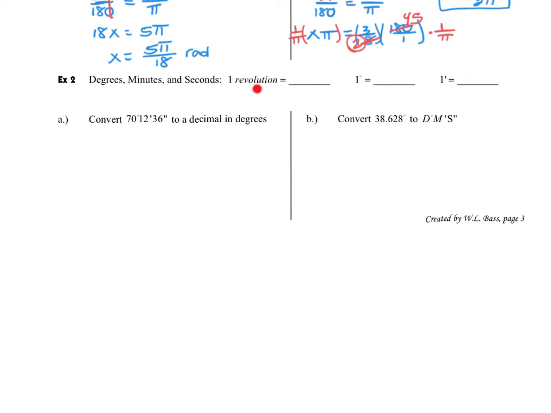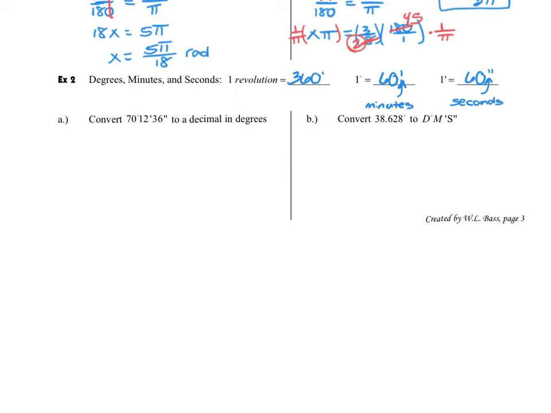So we're going to think 1 revolution, remember that's all the way around a circle, is 360 degrees. Then each degree is going to be broken up into 60 minutes, okay? So we'll have 60 minutes, and this little notation right there stands for minutes. And then each minute is going to have 60 seconds in it. And that little notation there is going to stand for seconds.